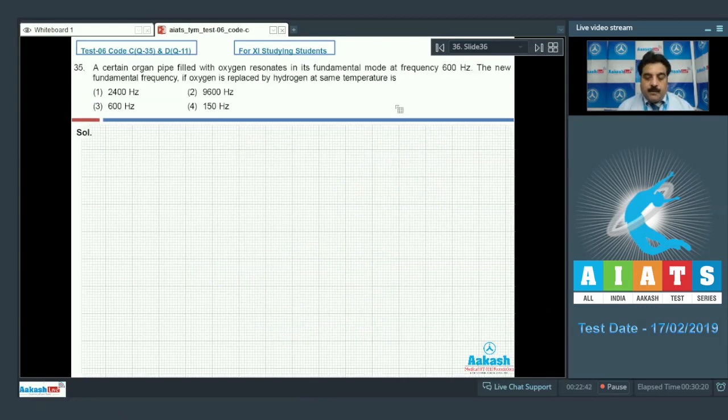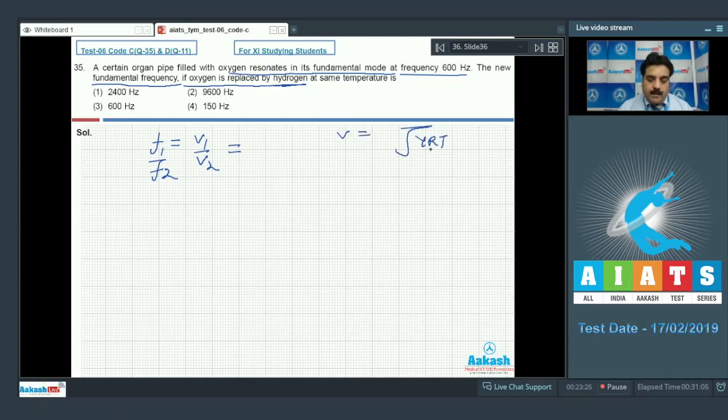We'll move to question number 35. In problem number 35, a certain organ pipe filled with oxygen resonates in its fundamental mode at frequency 600 Hz. Find the new fundamental frequency if oxygen is replaced by hydrogen at the same temperature. I know frequency is given by V by lambda, but there is only one change, the type of gas. So I can write F1 upon F2 equals V1 upon V2. I know the formula of speed, that is the square root of gamma RT by M. So V is proportional to 1 upon the square root of molecular mass. Because temperature is constant, V1 upon V2 is the square root of M2 upon M1, because speed is inversely proportional to the square root of mass.